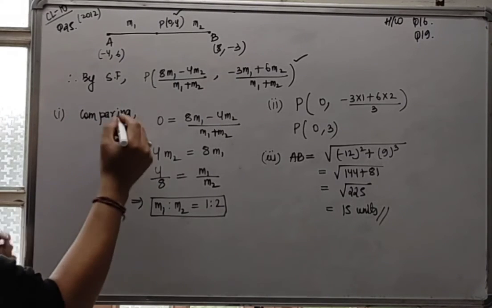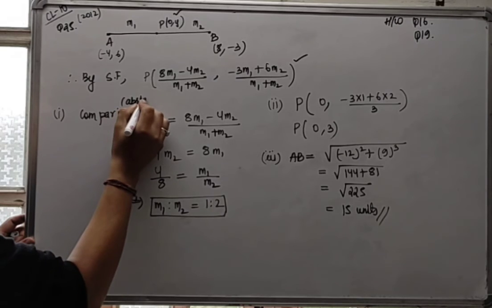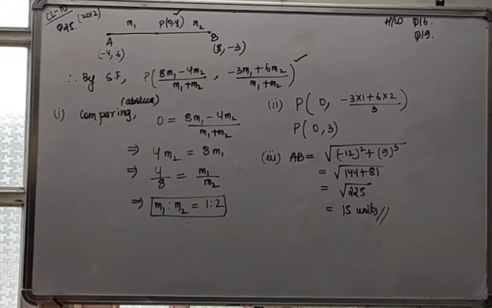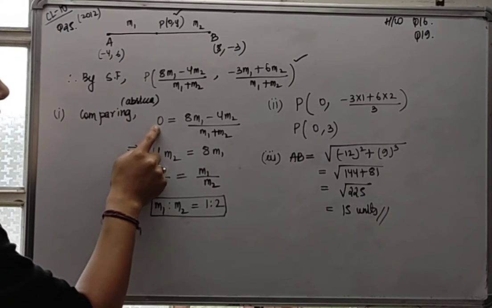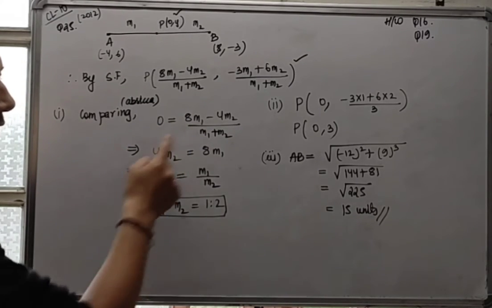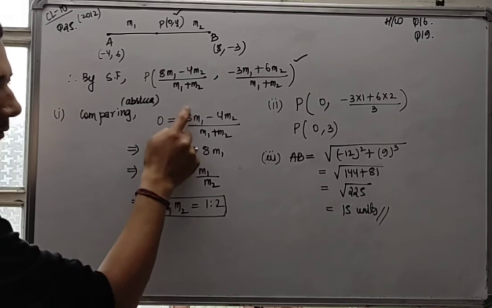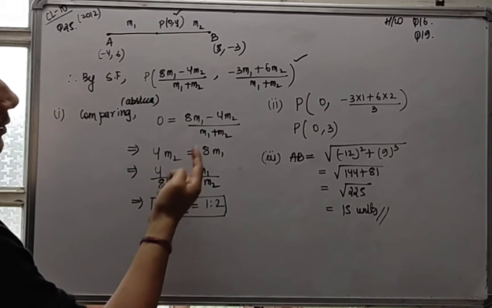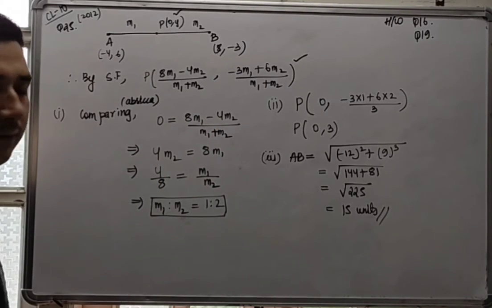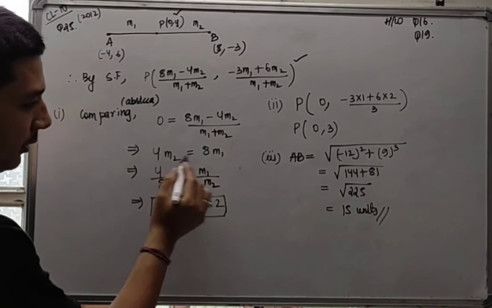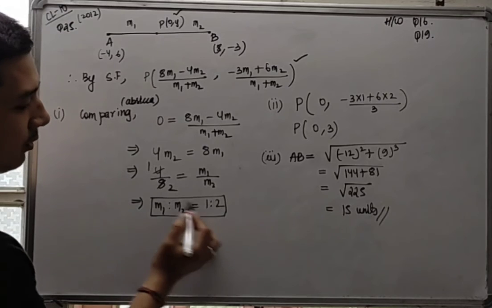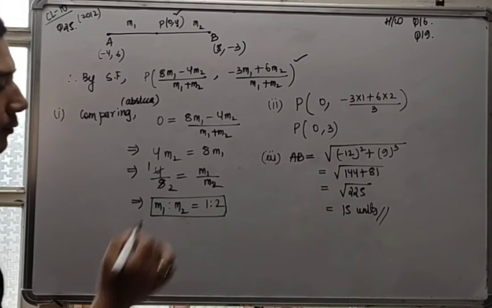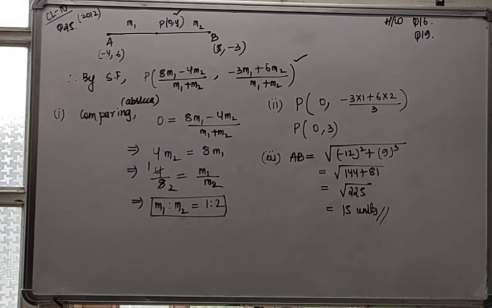So by comparing abscissa, you'll get 0 equals to this. Cross multiply, this will be 0, which means this obviously 4m2 equals 8m1. Okay, you cancel out here. m1 by m2 will be 4 by 8. 4 1s are 4, 2s are 8. Hence the ratio is 1:2. Right boys, so we got the ratio.